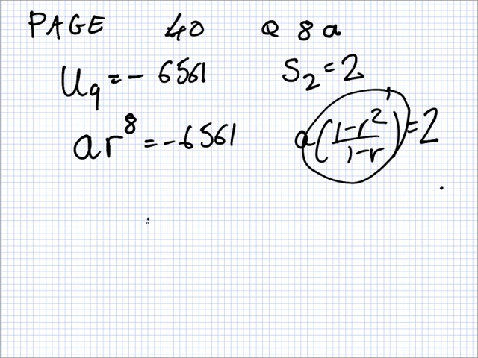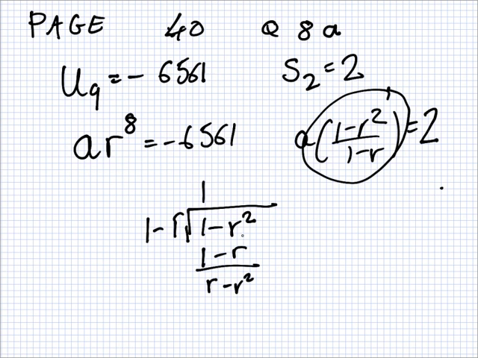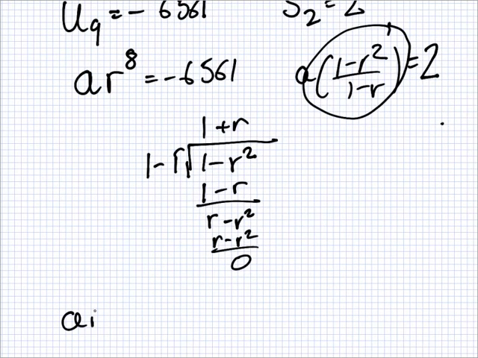So what you do is you just divide 1 minus r into 1 minus r squared. And you'll get 1 times that is 1 minus r. Then you subtract, and you get r minus r squared. So the next one here has to be plus r, and you get r minus r squared, and you get 0. So this can be simplified. So now we have A r^8 equals minus 6561, and here it's A times 1 plus r equals 2.